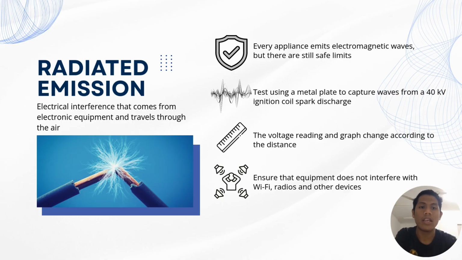During the test, we found that the reading increases at different positions, and as the distance between the plate and the radiation source increases, the waveform decreases. Lastly, it ensures that equipment does not interfere with Wi-Fi, radios, and other devices. This is very important, because if the radiation is too high, engineers must think about how to add protection, such as shielding, a good grounding system, or filters in the equipment, to make sure the equipment is user friendly.